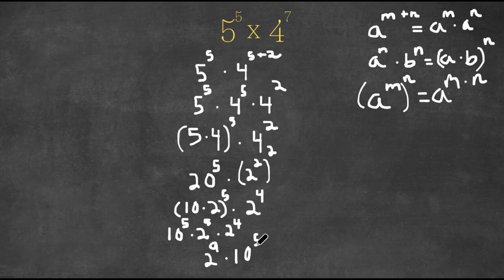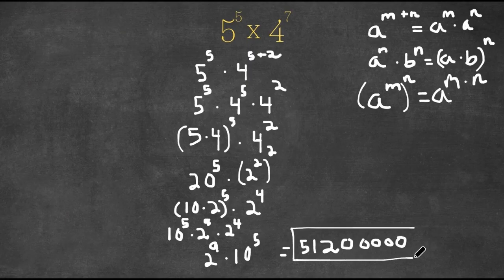Now, 2 to the power of 9 is equal to 512. And 10 to the power of 5 is simply, when we're multiplying something with 10 to a specific power, we're simply adding the exponent amount of zeros to that number. So we're going to add 5 zeros to 512. So we have 1, 2, 3, 4, 5. So this here is our answer to this problem.